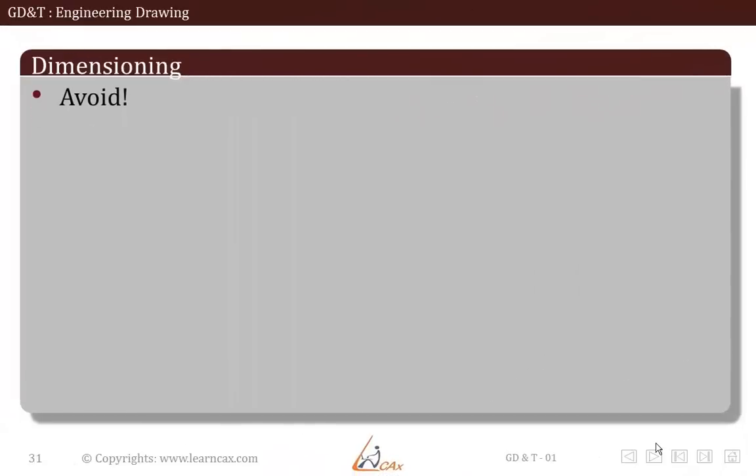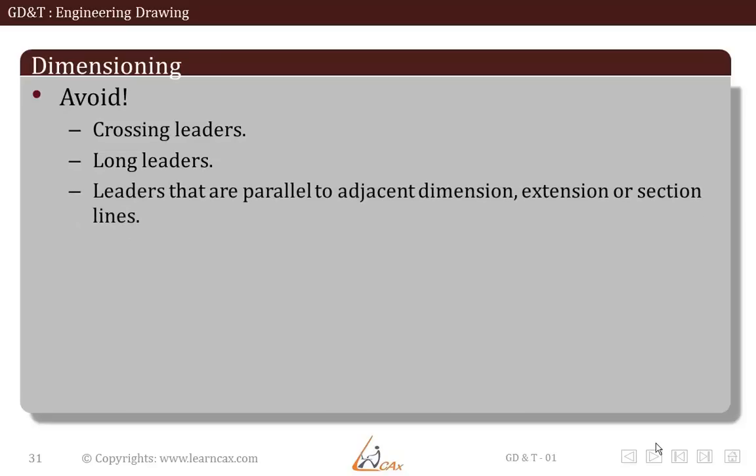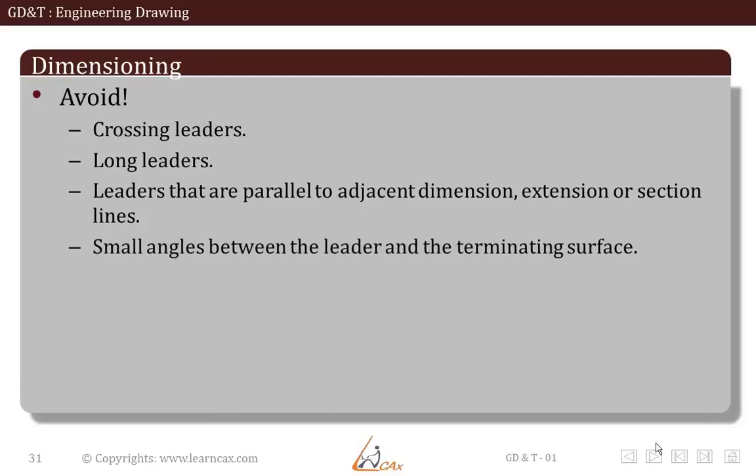Now let's talk about something which should be avoided. Like we should not have two crossing leaders. We'll make sure that long leaders are avoided. We should make sure that leaders are not parallel to adjacent dimensions, extensions or section lines. We should also avoid small angles between the leaders and the terminating face.